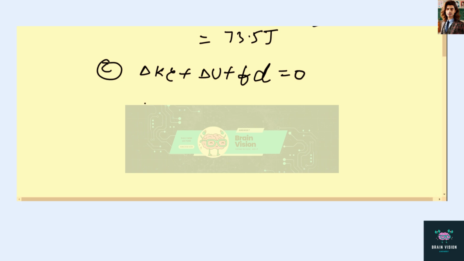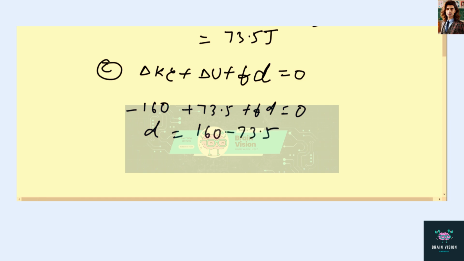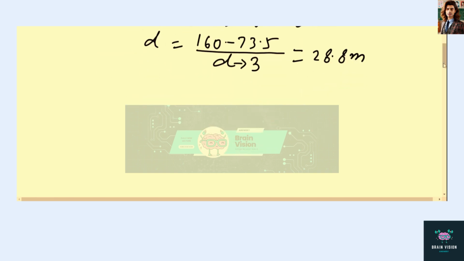Delta KE we have already calculated, which is negative 160, and delta U is 73.5, equal to F times d. So F becomes 160 minus 73.5 upon d, and d is 3 meters. After calculation, this becomes 28.8 newtons.